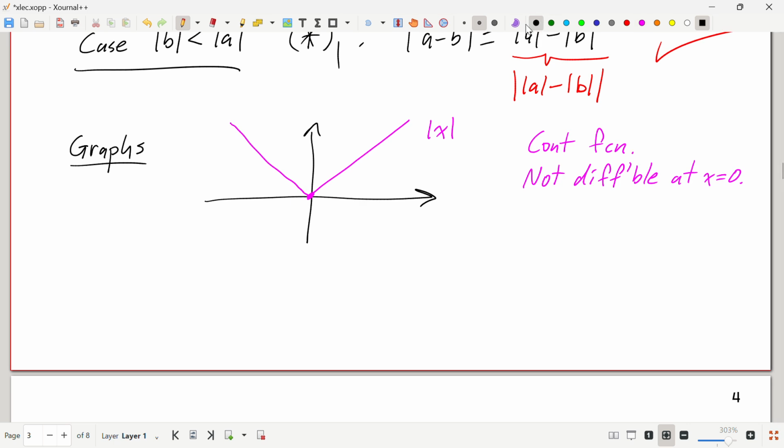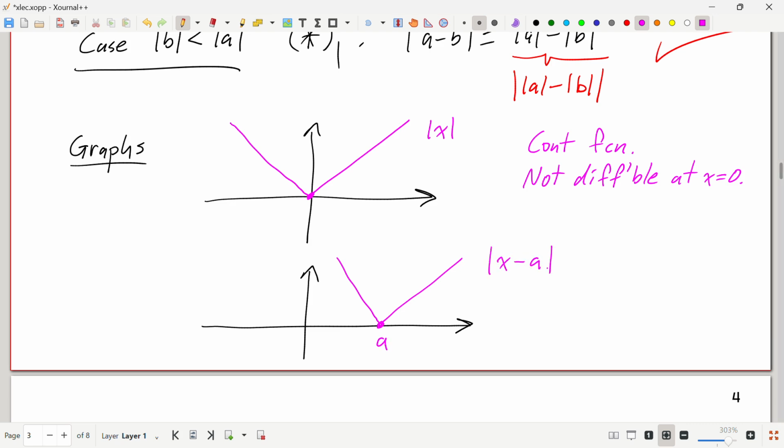And once you know that graph, you can shift it easily and get a graph like this. Make that be A. This would be the absolute value of x minus A. The kink would be at A.